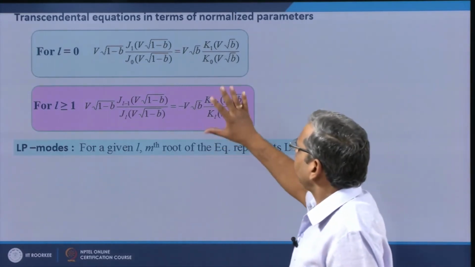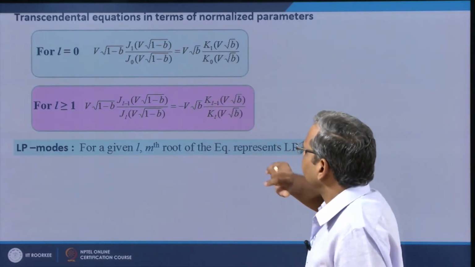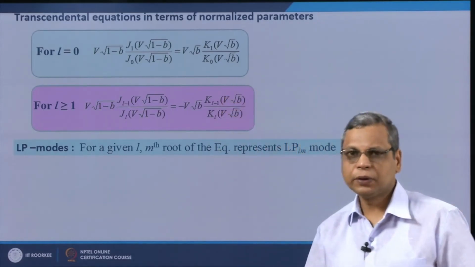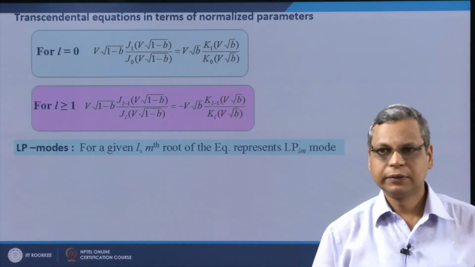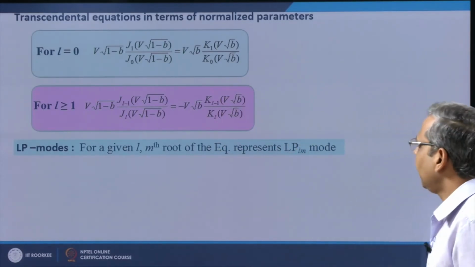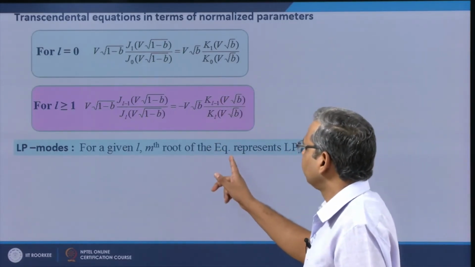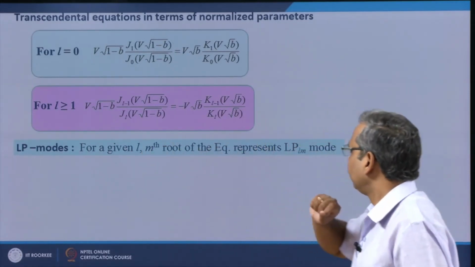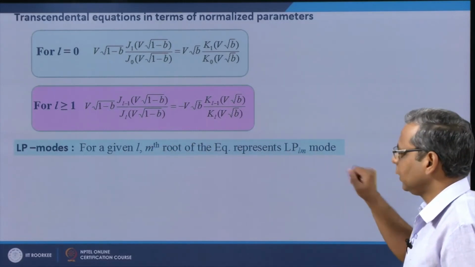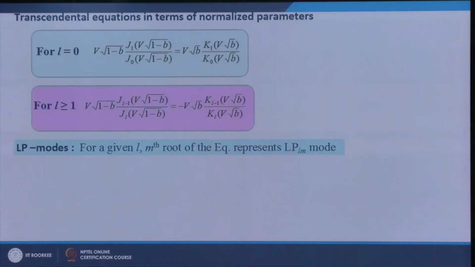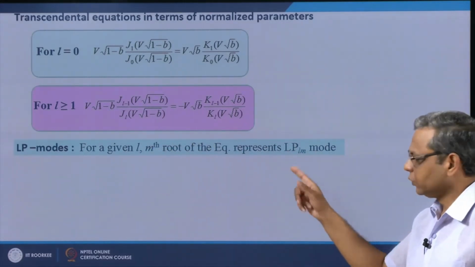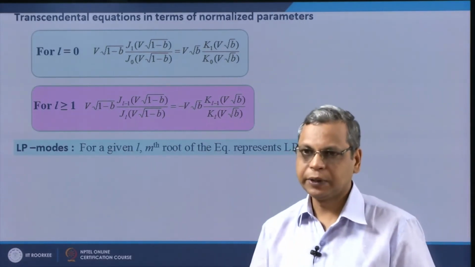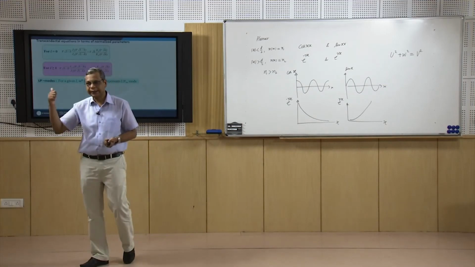So now for any given value of L, if I start solving this equation, then depending upon the value of V, I can have various roots, okay, and the mth root of any equation for a given L will represent the LP L M mode. L represents the solution in phi direction, while M represents the solution in radial direction.